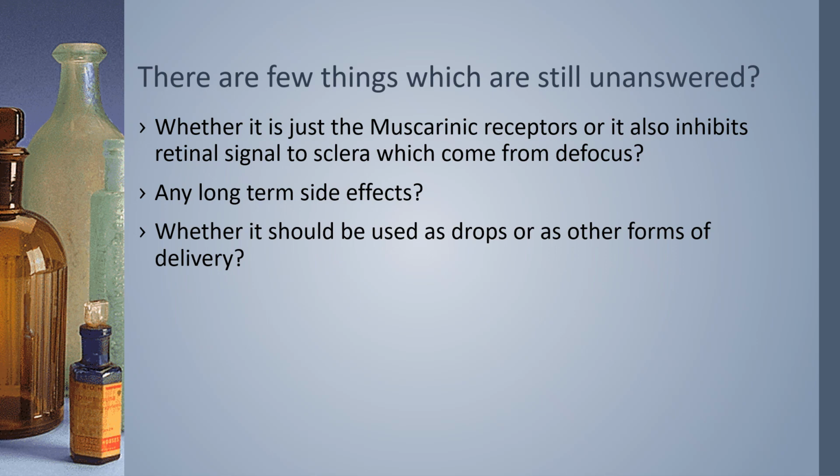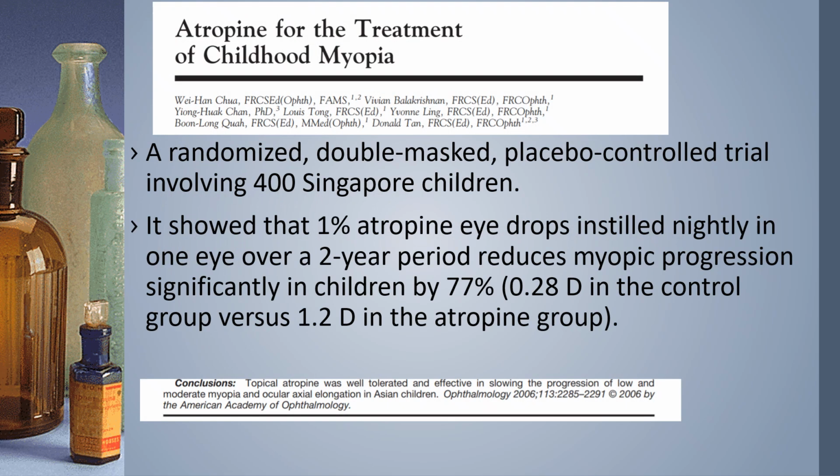So with all this background in mind, I think I will start with one of the most remarkable studies, which was done by Chua et al. in 2006. And I think this was one of the articles which started the whole thought process, the whole point of reinventing atropine, because it was already there in the market. Already there was a lot of literature that atropine works, even low concentration atropine works. So this article, I think, renewed all the interest in atropine.